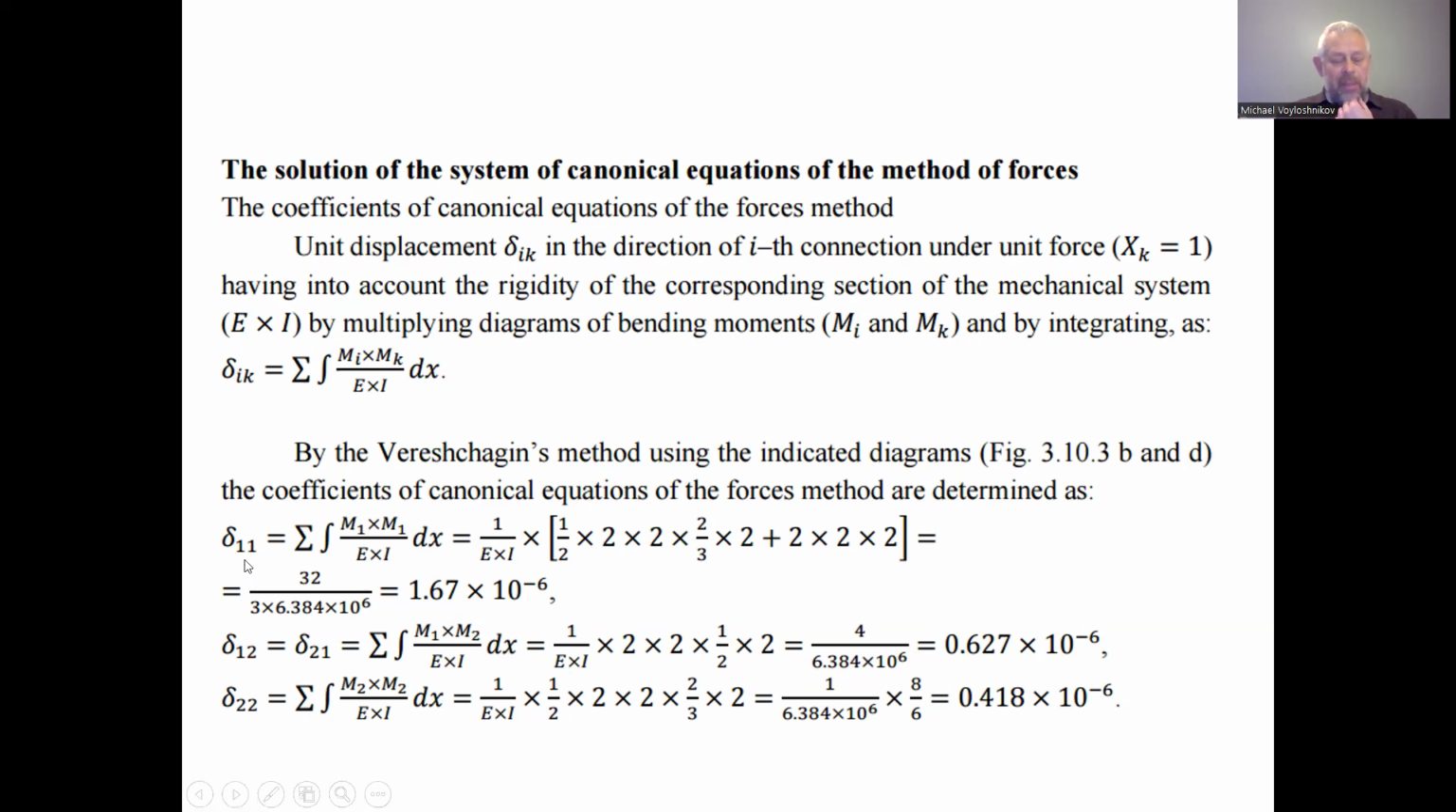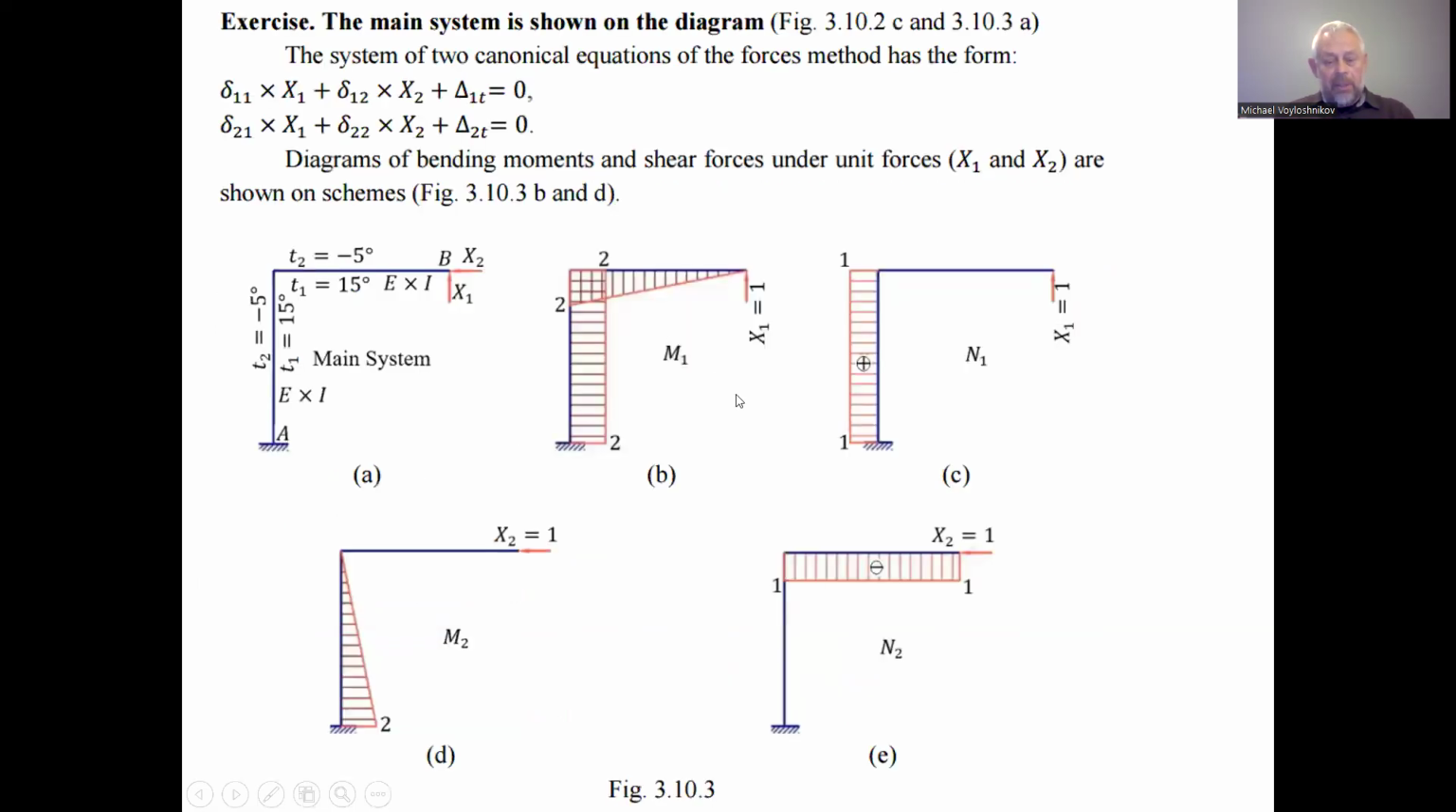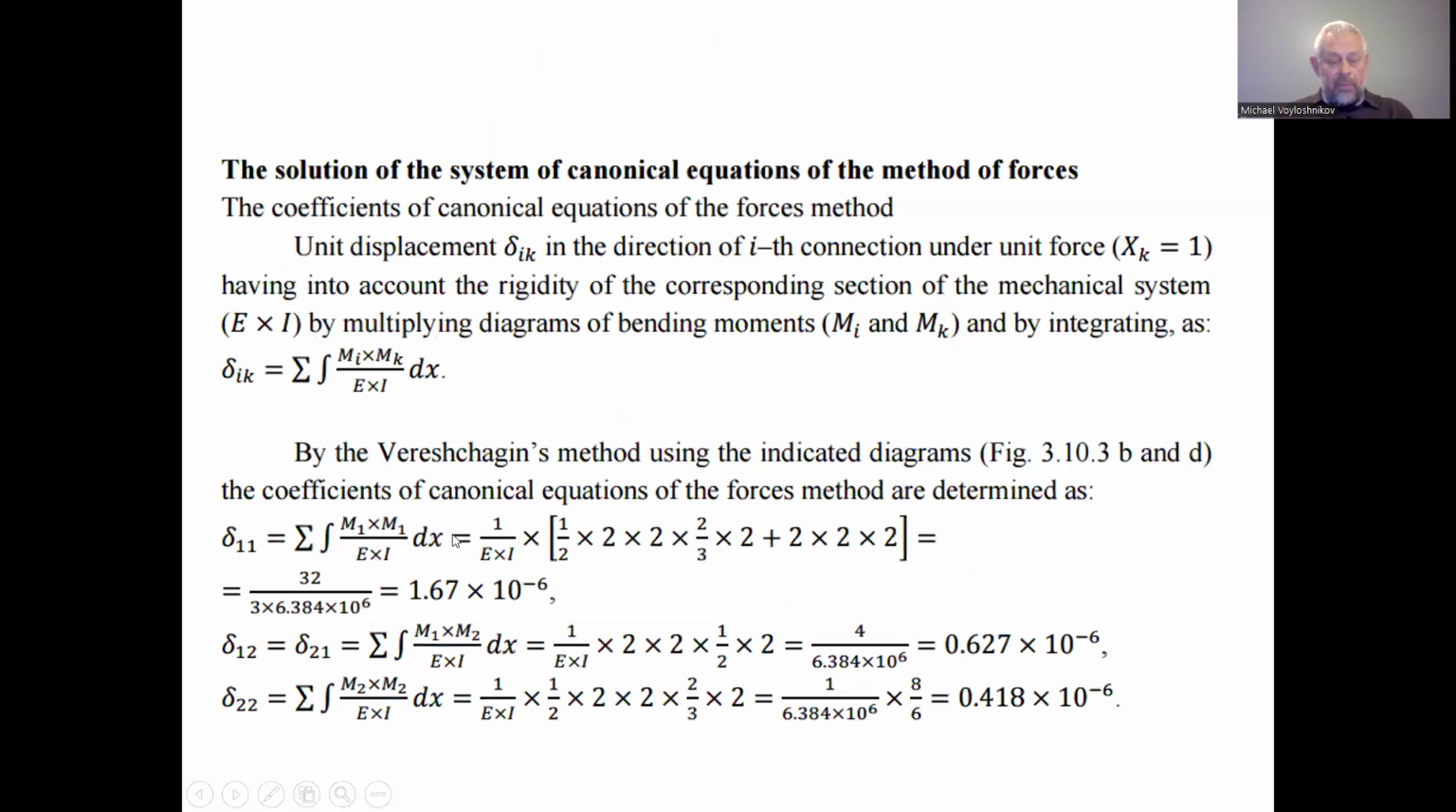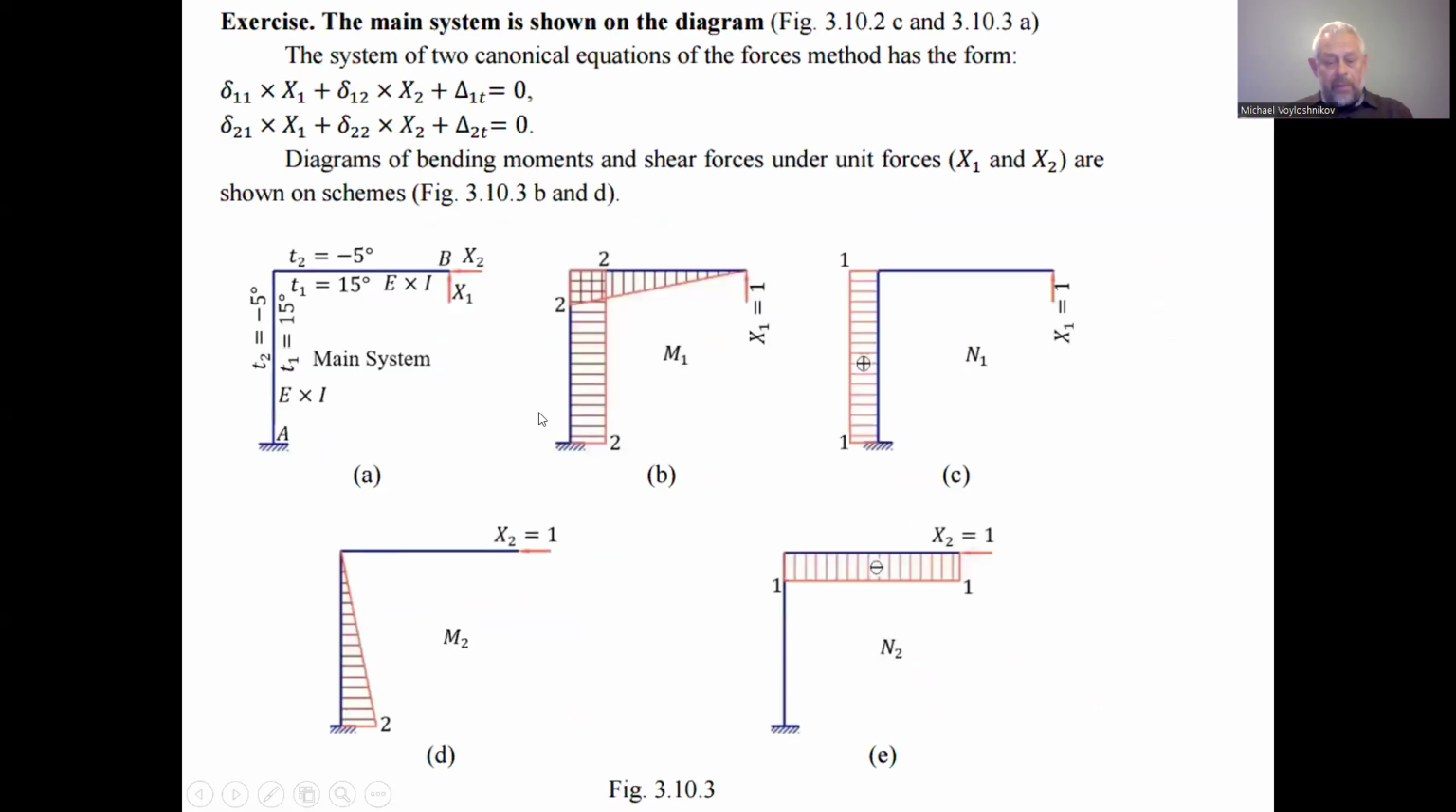The displacement in the first direction, this is the direction upward applied at point B, and action of unit force, we can find by the product of this diagram of the bending moment by itself. So how to find that? We can first derive the rigidity out of the brackets, the characteristics of rigidity of the transverse section of the mechanical system, and in the brackets we have two summands for the first and the second elements of the mechanical system.